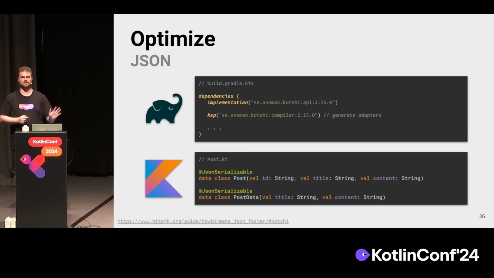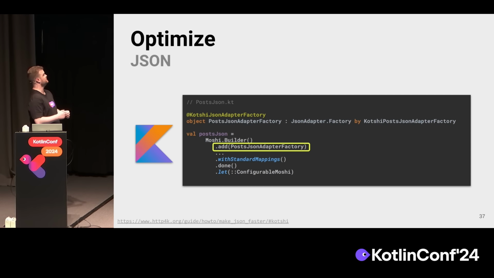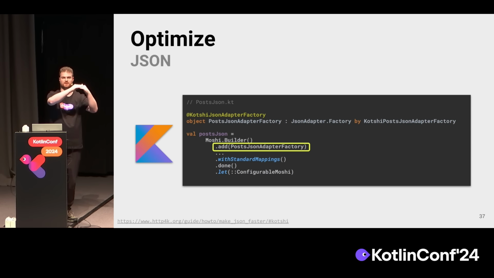Well, it's a fairly complicated process. I'm going to try to show you the high levels here, but there is another link that you can follow if you've gotten the slides. We need to import the annotations that we need. We need to configure KSP to generate the code for us. We need to add our fancy annotations on our data classes to tell Kochi that we're going to be generating adapters for them. We also need a JSON adapter factory and add another annotation. And then because we're using HTTP4K here, there's a bit of an extra step to integrate it into the library. So we're coming up with a configurable Moshi and adding our JSON adapter factory to that chain.